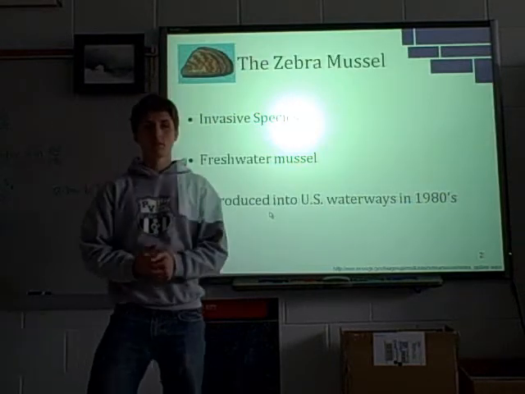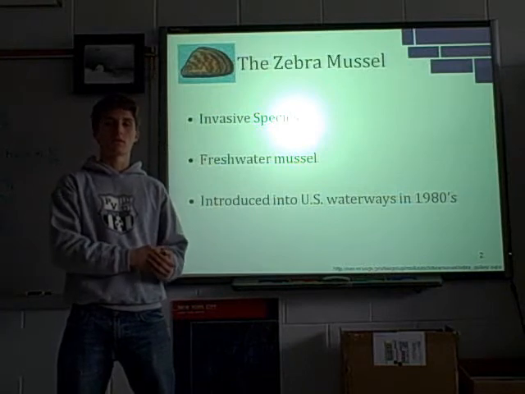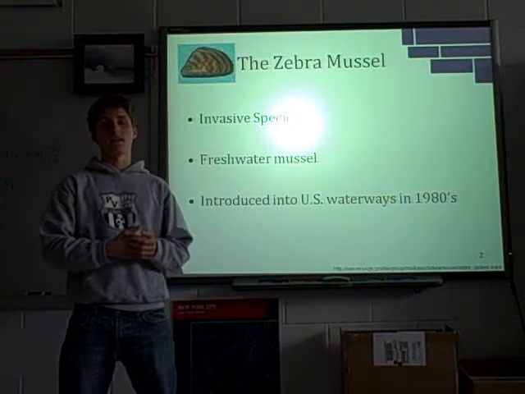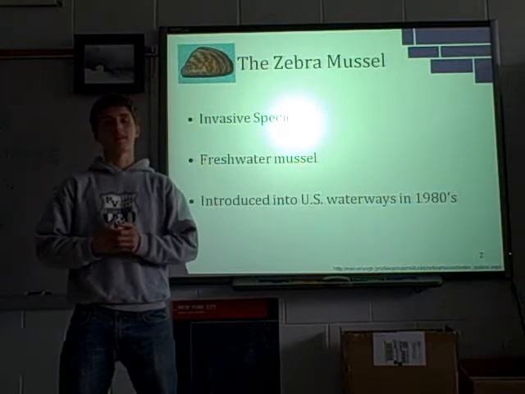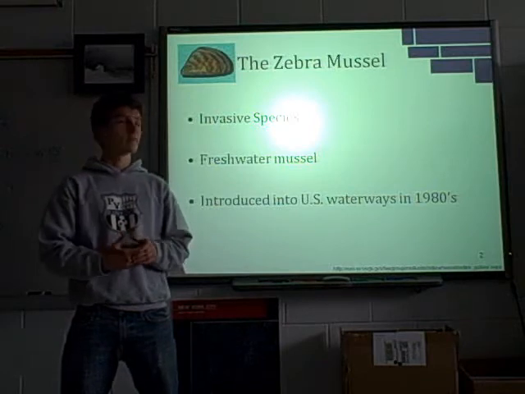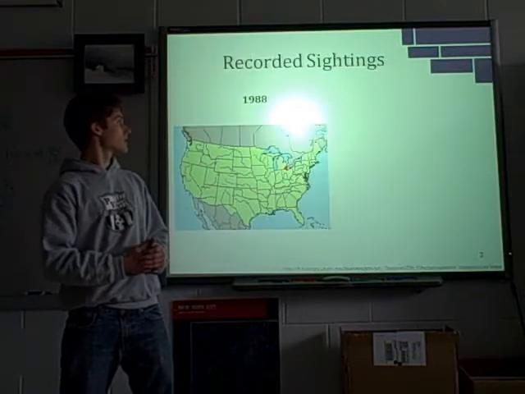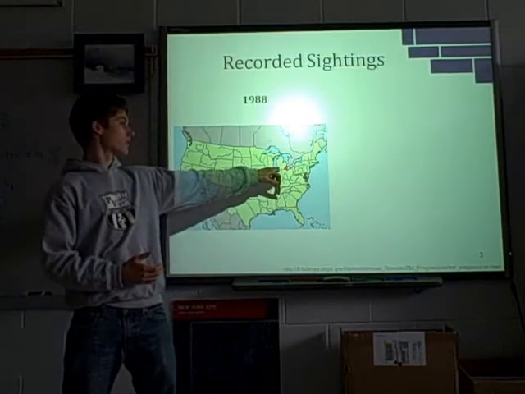A little bit of background: the zebra mussel is an invasive species of freshwater mussel. It's thought to have been introduced in the United States and the Great Lakes in the late 1980s via the ballast water that cargo ships had to carry over, coming from the bodies of water from Eastern Europe and Asia. So we have a little time series starting in 1988. They're thought to be introduced right around this Great Lakes area.